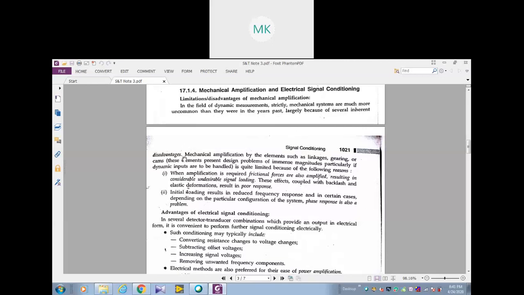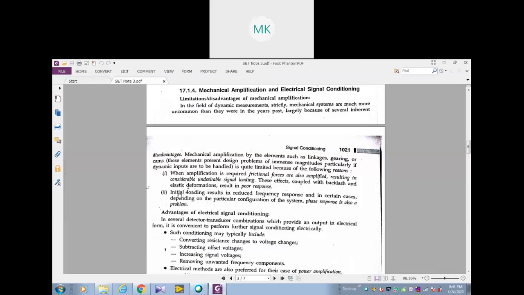Now, what are the disadvantages of mechanical amplification? The first one: when we talk about a mechanical circuit, there is friction. That is the main problem of mechanical systems. When amplification is required, the required frictional forces are also amplified, resulting in considerable undesirable signal loading. These effects, coupled with backlash and elastic deformation, result in poor response. Okay, this is one disadvantage of mechanical amplification.